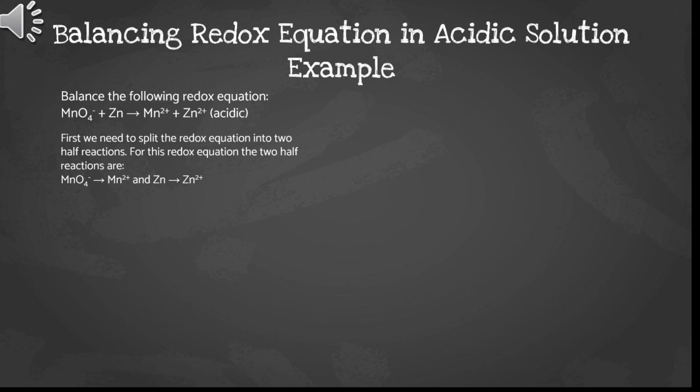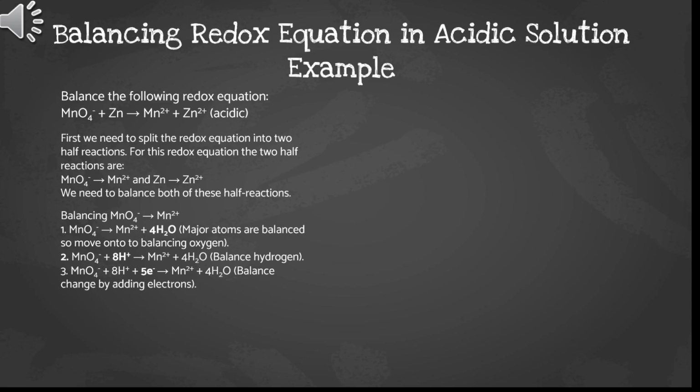We need to balance both of these half reactions. Balancing MnO4- forms Mn2+, first, we need to balance all the major atoms. As you can see, all the major atoms are already balanced, so we move on to the next step of balancing the oxygen. To balance the oxygen, we add 4 H2O to the product side of the reaction. Then, to balance the hydrogen, we add 8 hydrogen to the reactant side of the reaction. Then, to balance the overall charge of the reaction, we add 5 electrons to the reactant side.